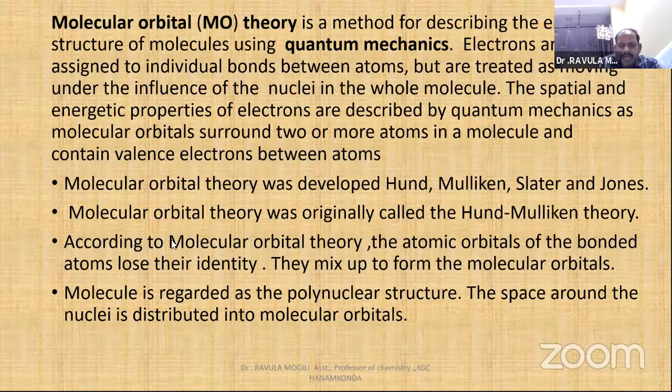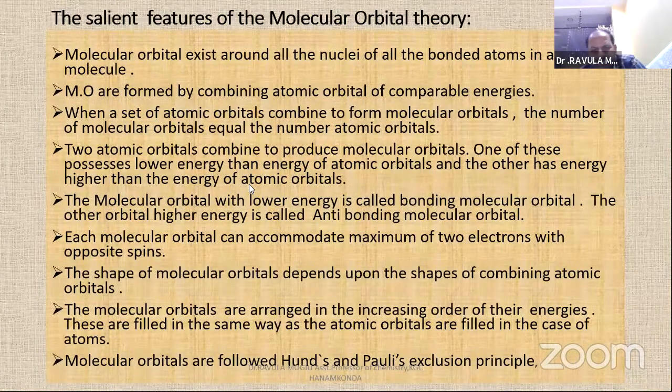The molecule is regarded as a polynuclear structure. The space around the nuclei is distributed into orbitals. So these are the salient features of molecular orbital theory. Generally, the molecular orbital exists around all the nuclei of all the bonded atoms in a molecule.